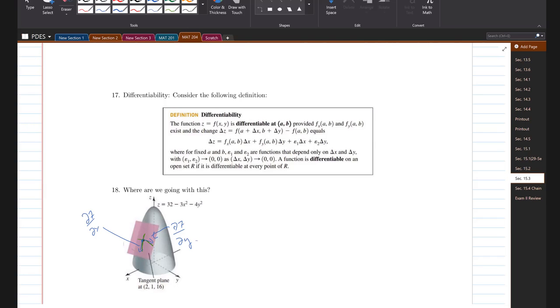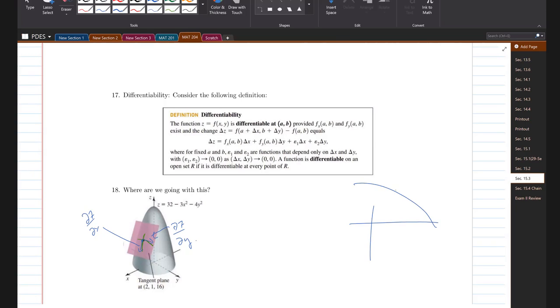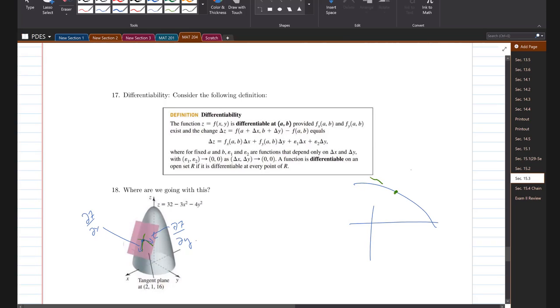So in Calc 1, to be a tangent line basically means if you zoom in close enough, essentially what you have is the line of the curve and the tangent line, but there's so little difference between those two, it's like they're lying on top of each other. Do you remember that idea from Calc 1?